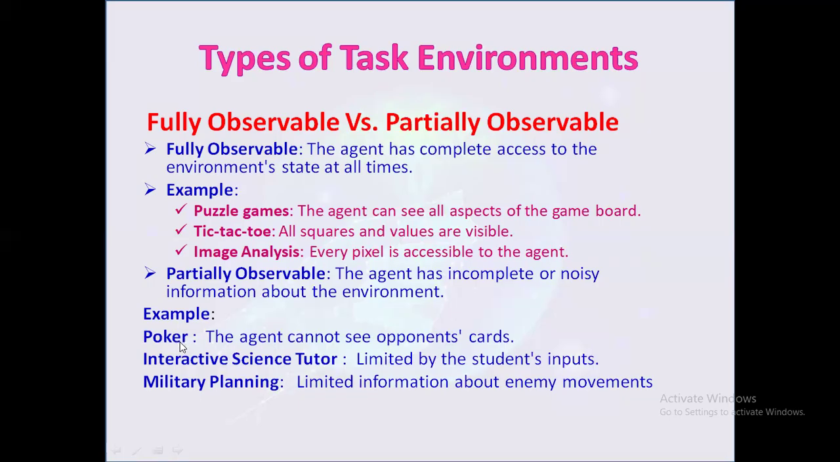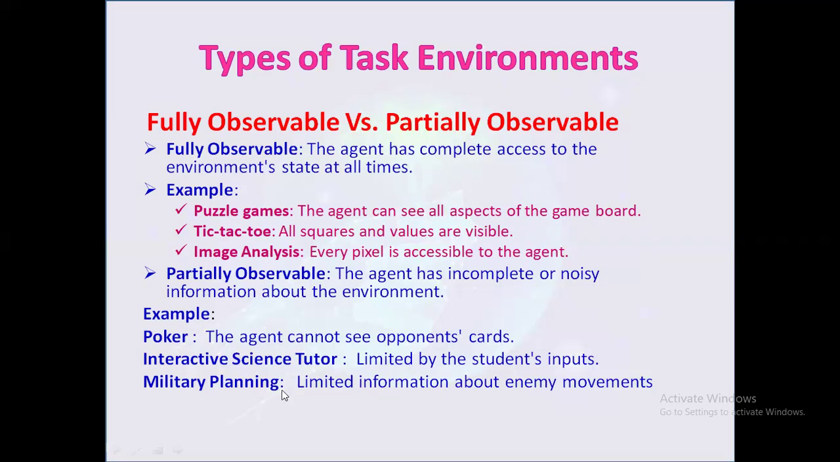For example, in poker the agent cannot see the opponent's hidden cards, so it must rely on the visible information, such as the cards on the table and the behavior of the other player, to make strategic decisions. The next example is the interactive science tutor. An interactive science tutor may only have access to the student's input, such as answers or questions, and must make decisions and provide guidance based on the limited information.